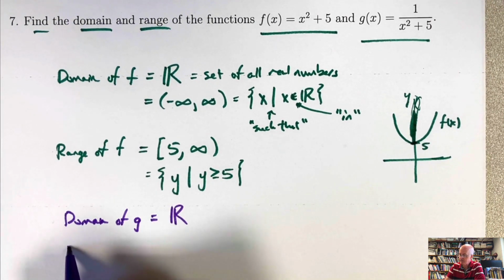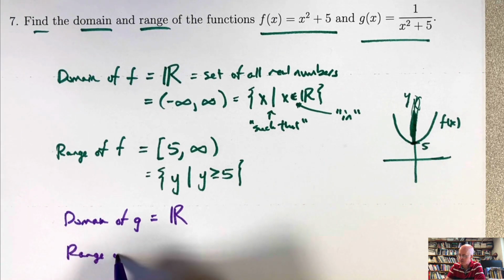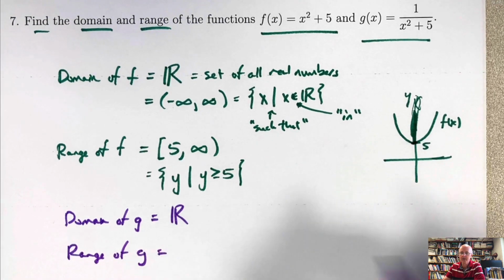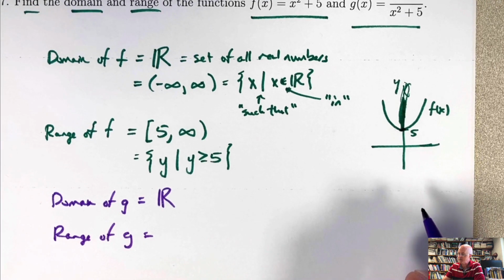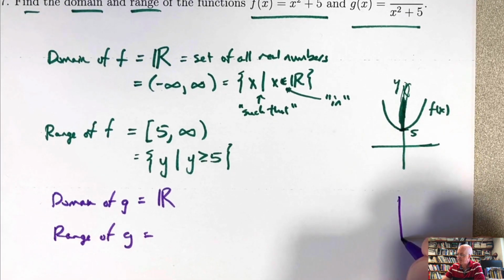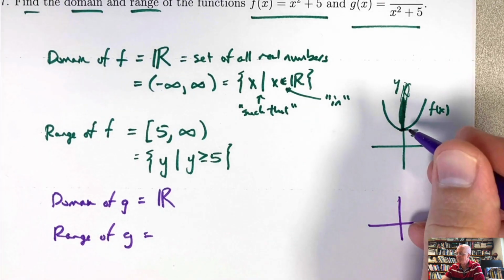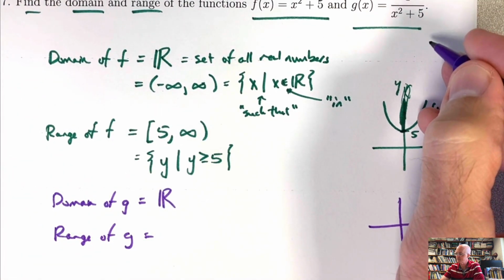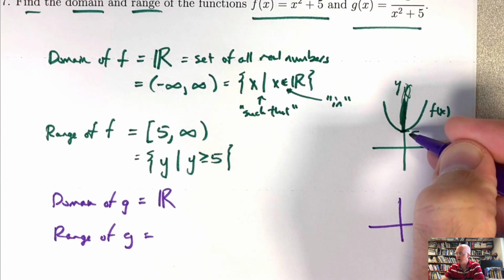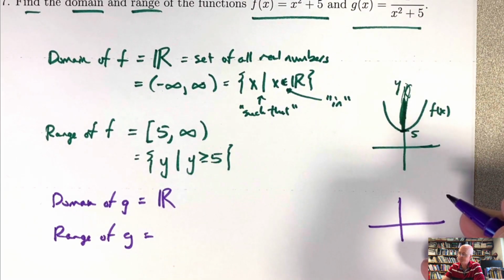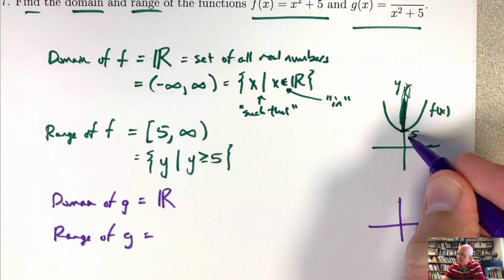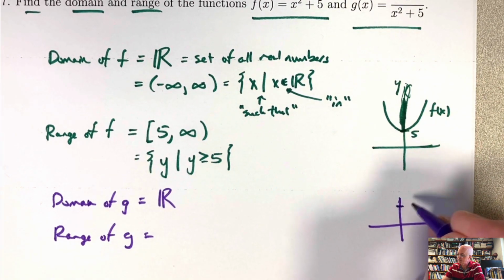Range is still tricky, though. Range of G. What are all the possible outputs? Once again, a graph could help. Can I do it without technology? Yeah, I think I can here. G is the reciprocal of f. I'm taking all the outputs, the y values here, and doing 1 over them. The low value of f, 5, becomes the high value of G, 1/5. Though I'm using a different scale here.